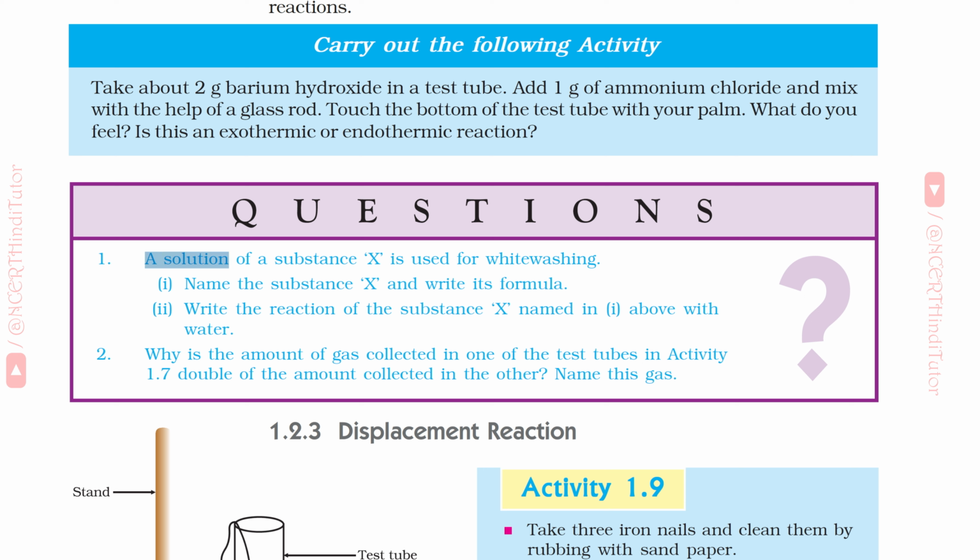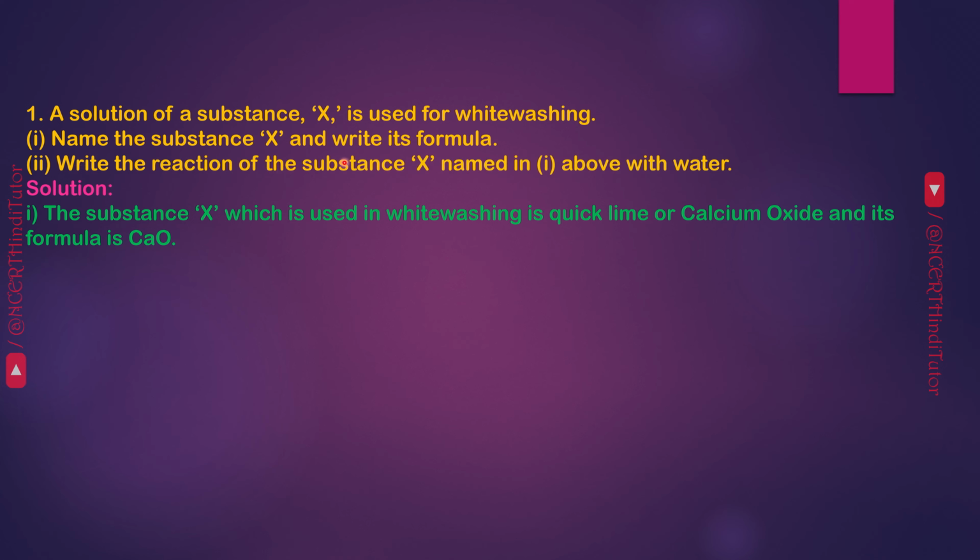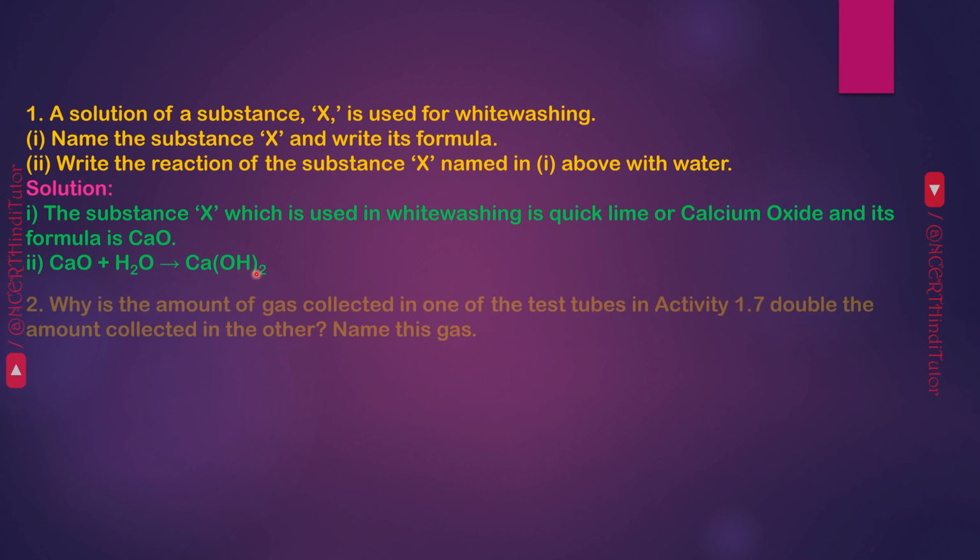Question 1. A solution of a substance X is used for whitewashing. First, name the substance X and write its formula. Answer. The substance X which is used in whitewashing is quicklime or calcium oxide and its formula is CaO. Second, write the reaction of the substance X named in first above with water. Answer. CaO plus H2O gives Ca(OH)2.